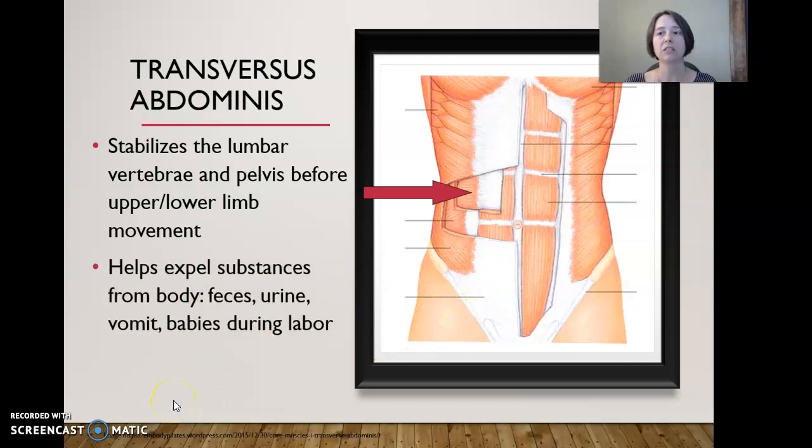Also, it compresses the abdomen, which will increase the pressure in the abdomen, so your body can expel substances easily. So feces, urine, vomit, babies during labor, during all of these situations, you would be using that transversus abdominis. And like I said, it is the innermost abdominal muscle.